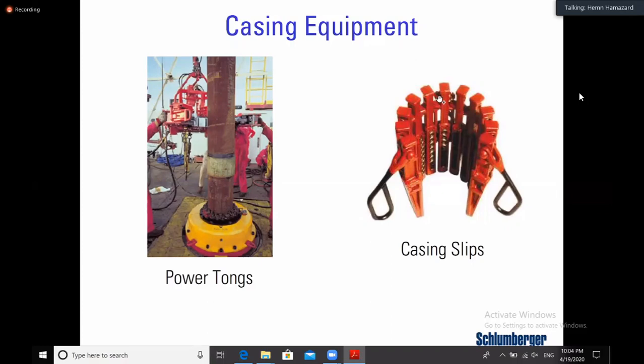And also the slips for casing are different because obviously the casing is slick. It doesn't have any tool joint. So from the bottom all the way it is 7 inches, but the drill pipe is not. The drill pipe has tool joints. That means on the top it is wider, and then the normal body, and then at the bottom you have the pin connection.